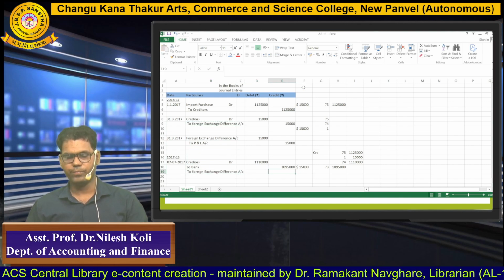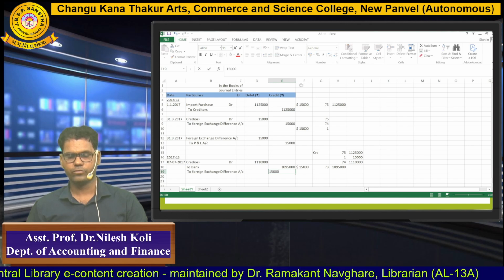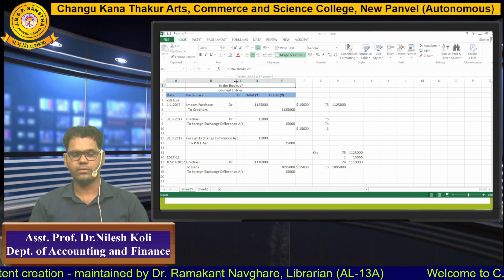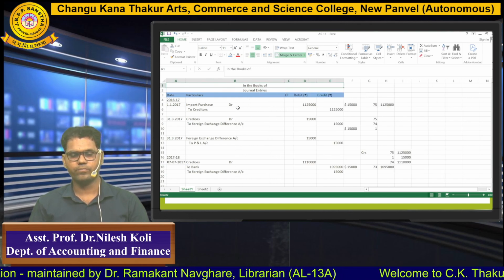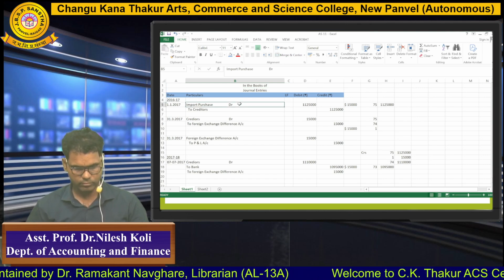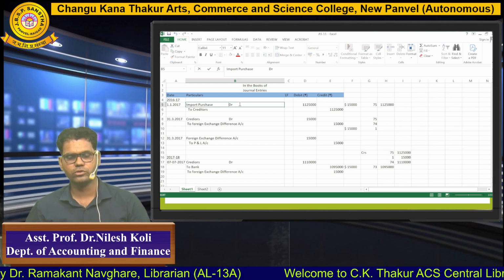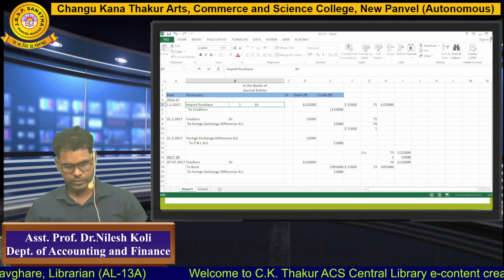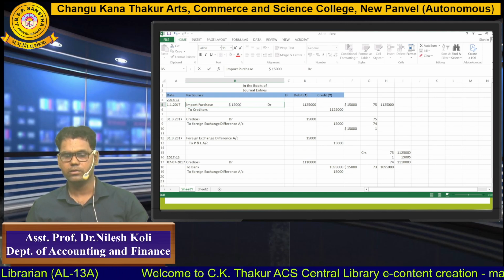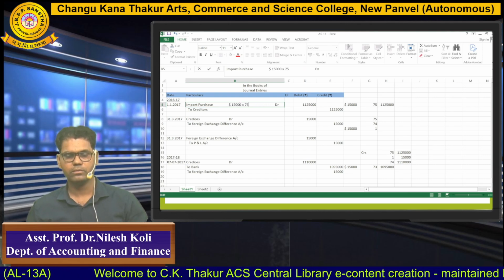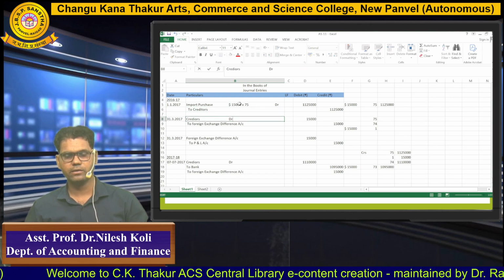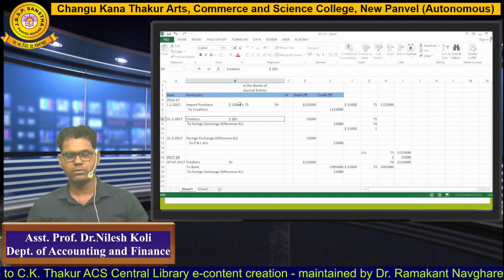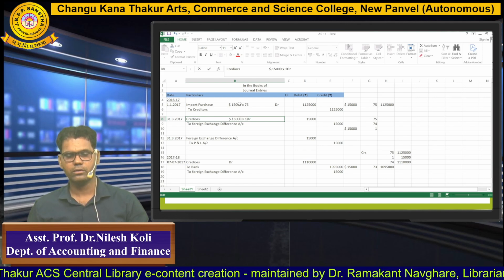That is 15,000 into 1, that is 15,000. Hence these journal entries have been tallied. If you see, I just make the calculation here, so you will be able to understand that. See, that is 15,000 into 75. The difference is 15,000 into 1.